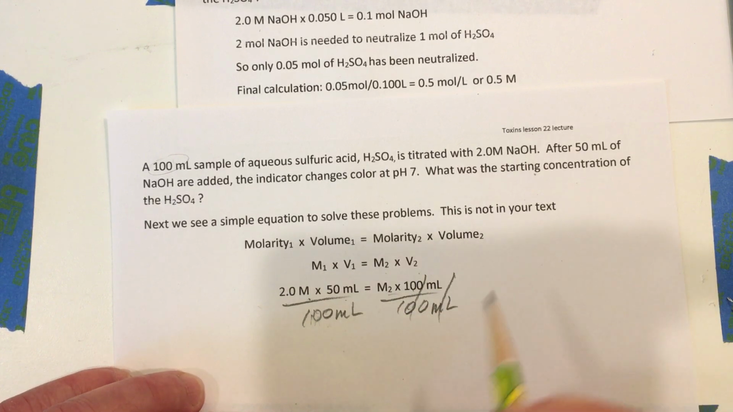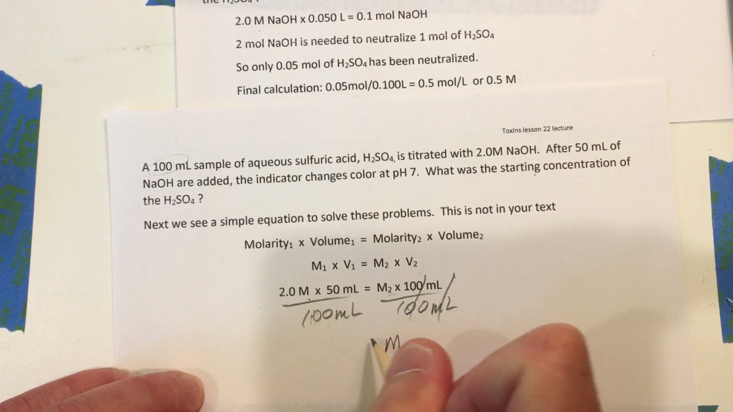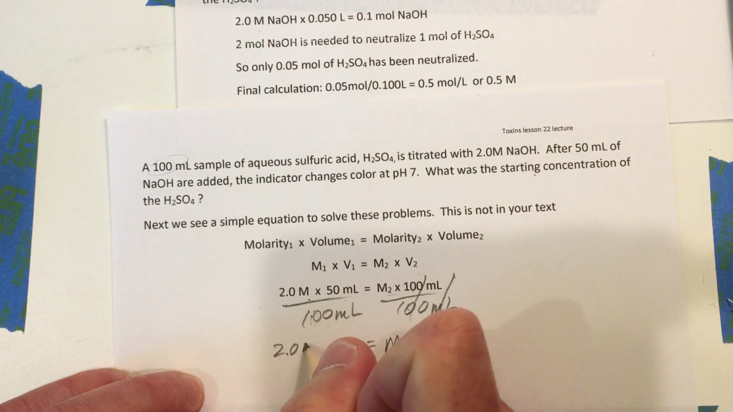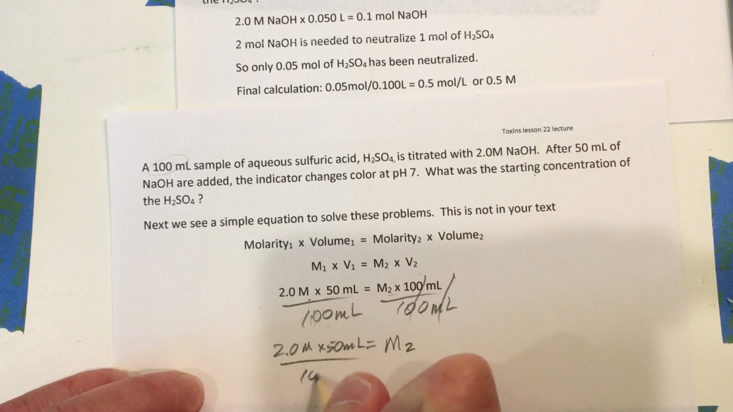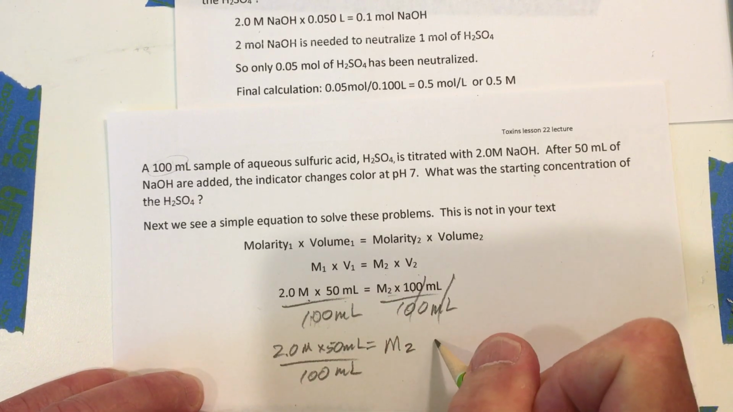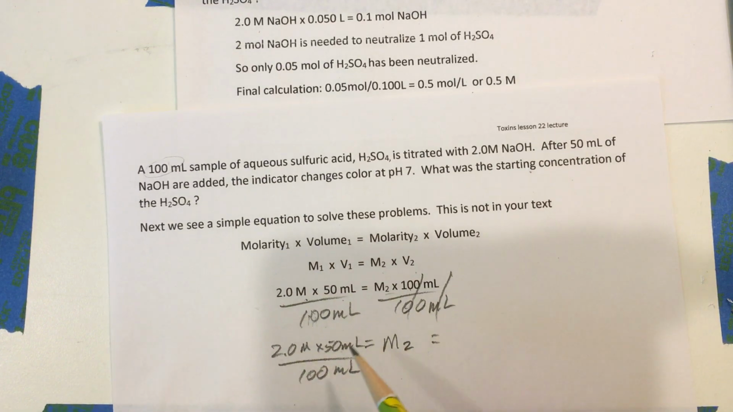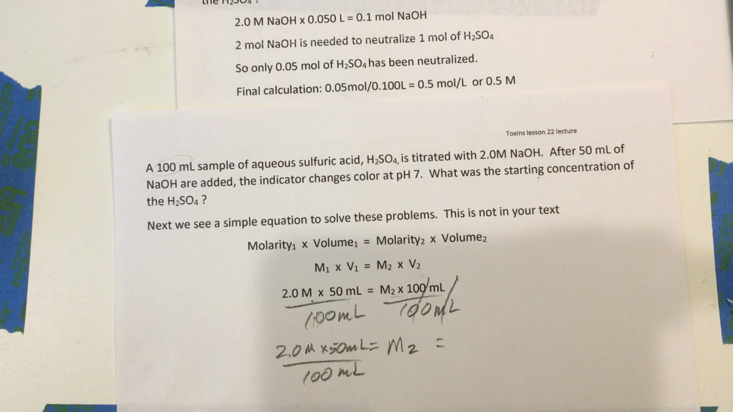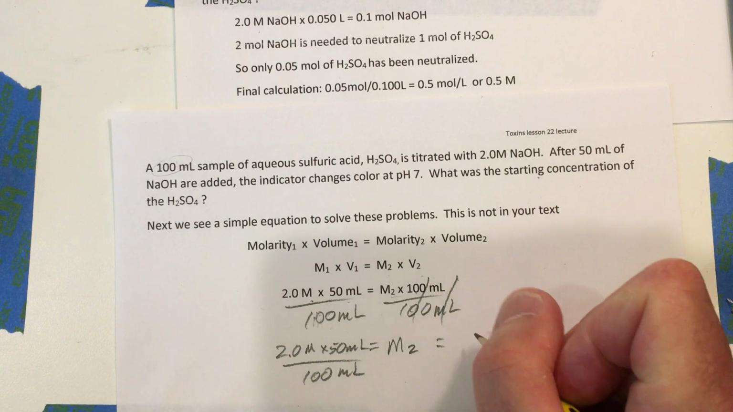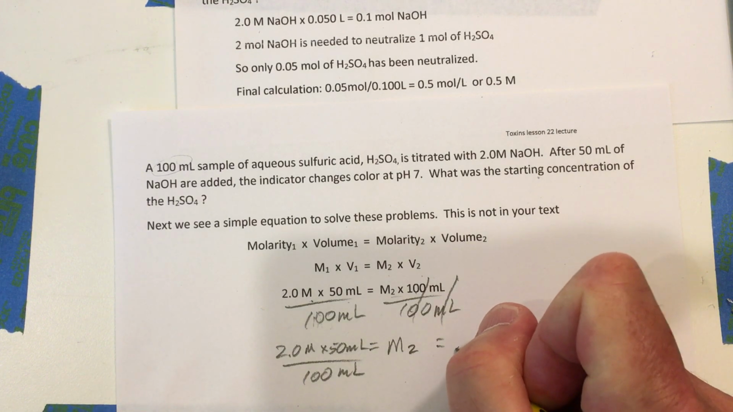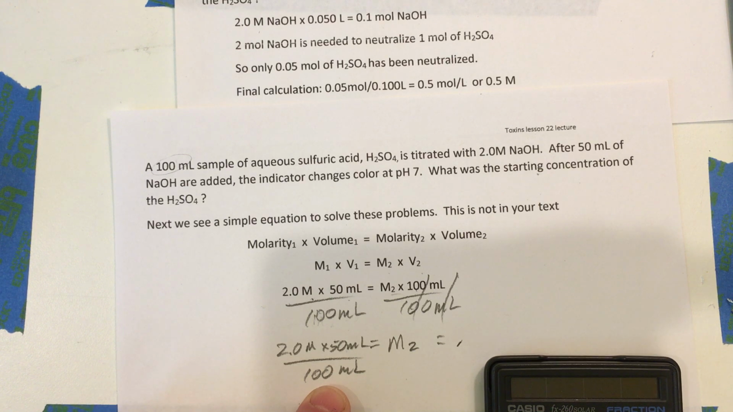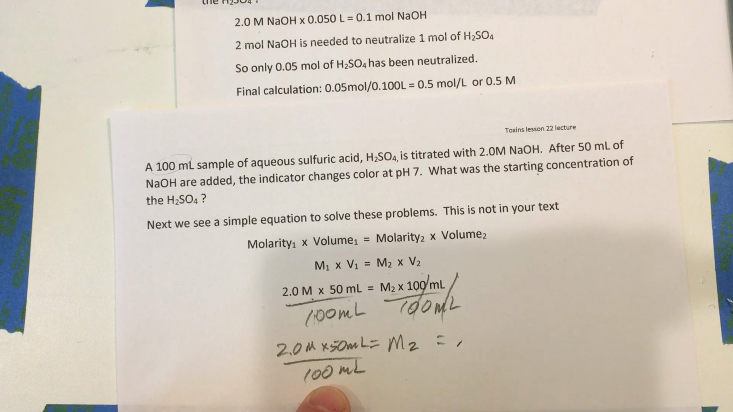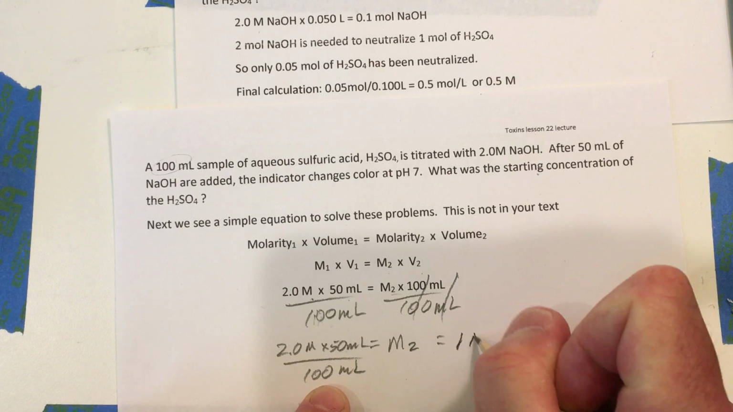And that cancels there. And so that leaves us M2 equals 2.0 molar times 50 milliliters divided by 100 milliliters. If we type that out on our calculator, 2 times 50 divided by 100 equals 1 molar.